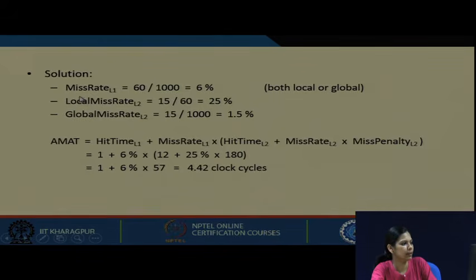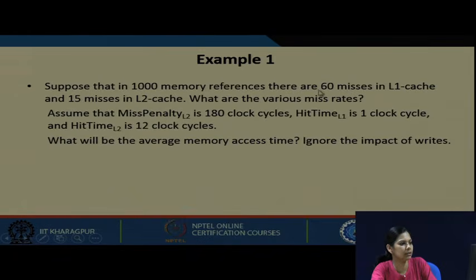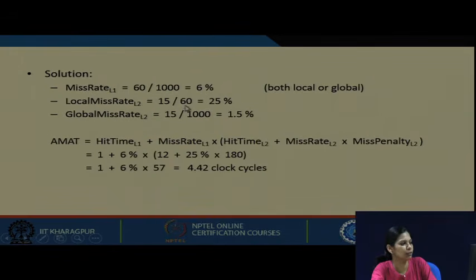Let us see. Miss rate of L1 will be 60 divided by 1000, because we are considering the total, that is 6%, both for local and global. Now, what will the miss rate for L2 be? Miss rate of L2 means: how many misses are there in total in L1? It is 60. Out of 60, there are 15 misses. So, 15 divided by 60, that is 25%. And the global miss rate for L2 will be 15 divided by 1000, because here we are considering the full total, and that comes to 1.5%.